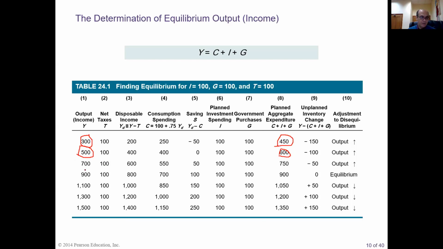If we go further here to 1,300, at this level total output is 1,300, total expenditure or aggregate expenditure 1,200. In this case, we have another situation.